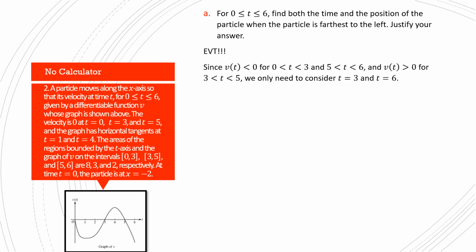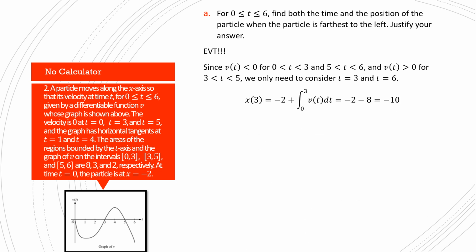All right, so since the velocity is less than 0 from 0 to 3 and 5 to 6, and the velocity is greater than 0 from 3 to 5, we only need to consider t equals 3 and t equals 6. So again, I'm starting at 0, and then I'm below the axis, so I'm going more left until I get to 3. All right, so 3 could be furthest left, but then at 3 I go a little bit right because I go above the axis until I get to 5, and then at 5 I go more left again all the way to 6.